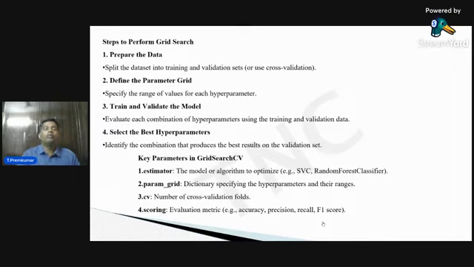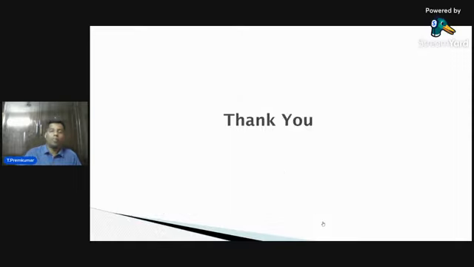The steps to perform grid search are: prepare the data, define the parameter grid, train and validate the models, and select the best hyperparameters. The key parameters used for grid search are the estimator, param_grid, and cv, that is cross validation, and scoring, which refers to performance measures like accuracy, precision, recall, and F1 score.